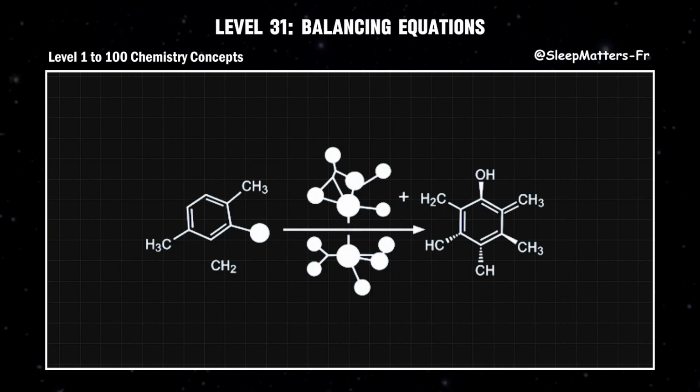Level 31. Balancing equations. A chemical equation tells the story of a reaction, but it only makes sense if it is balanced. That means the number of atoms on the left side of the equation must be the same as on the right. You cannot lose or gain atoms, they just rearrange. This is the law of conservation of mass. In simple terms, nothing is created or destroyed, it only changes form. This applies to life in powerful ways.